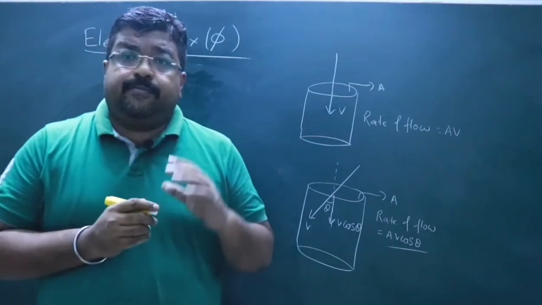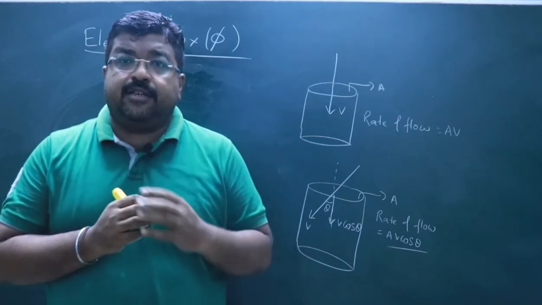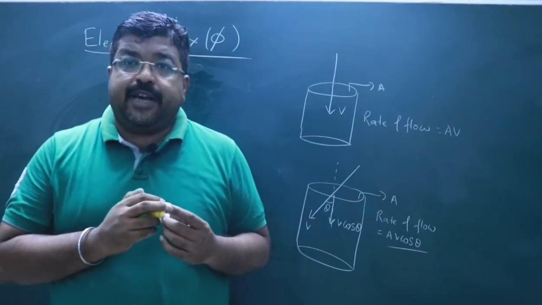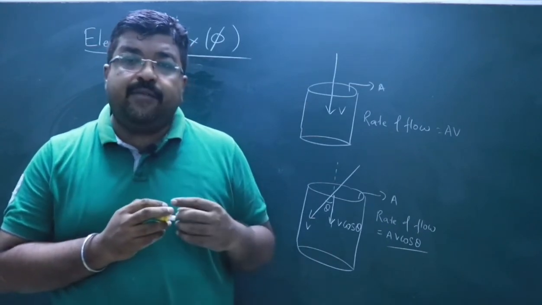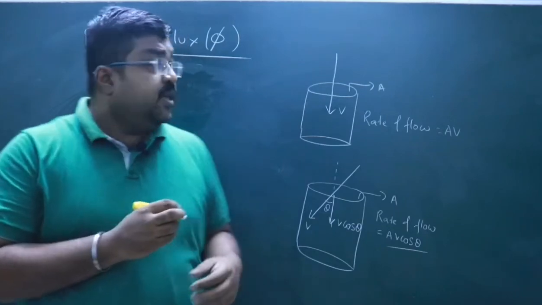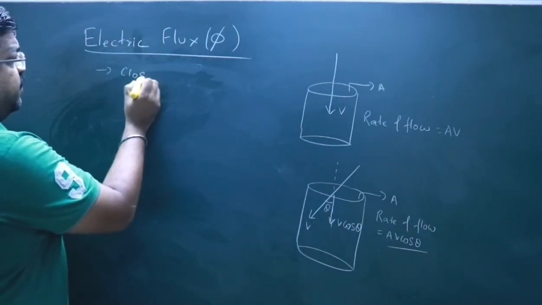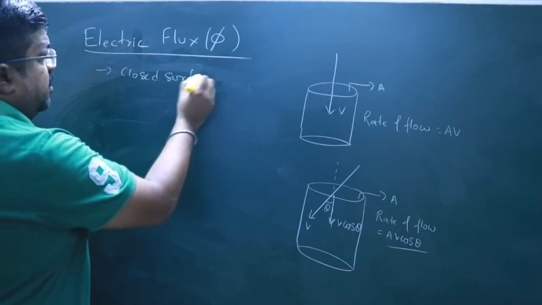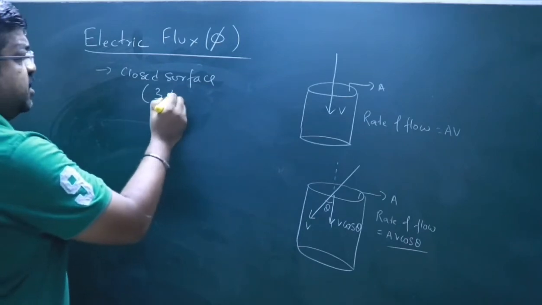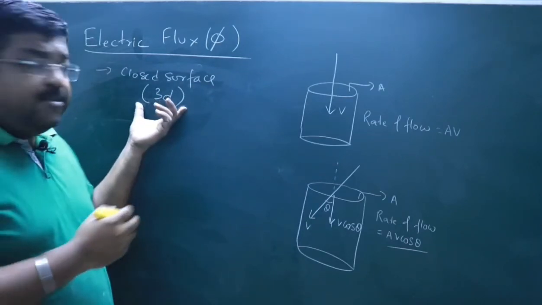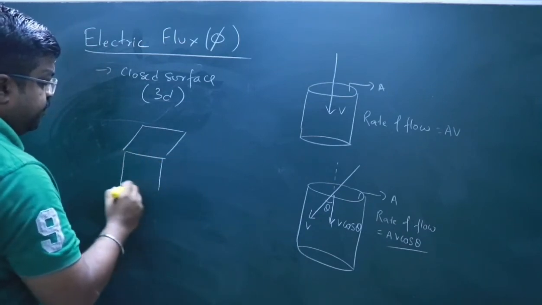Okay, so since this area has both magnitude and direction, it means area is going to be treated as a vector. Now a vector has got a definite direction. So how do we define the direction of the area vector? For that, we will be using this convention, like for a closed surface. What do you mean by a closed surface? Like objects which are 3D, three-dimensional objects, like suppose you have a cube.